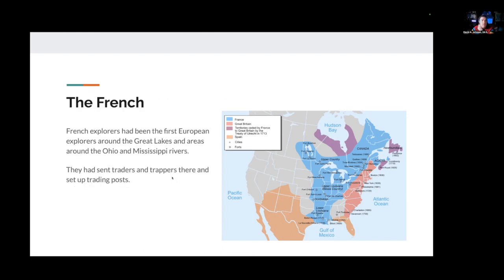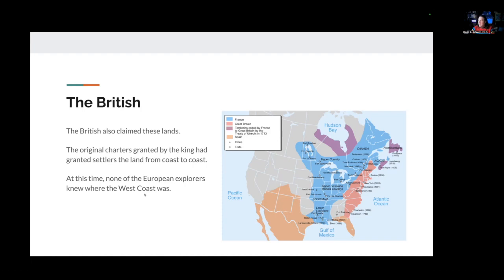So the French had the largest territory on this map in particular. They were the first ones that started exploring from Europe around the Great Lakes region. They moved down into the Ohio area and further down through the Mississippi River. They had sent traders, they'd sent trappers, they'd set up trading posts. They were fairly well established in this area. But the British also claimed some land nearby, including some overlapping territories.